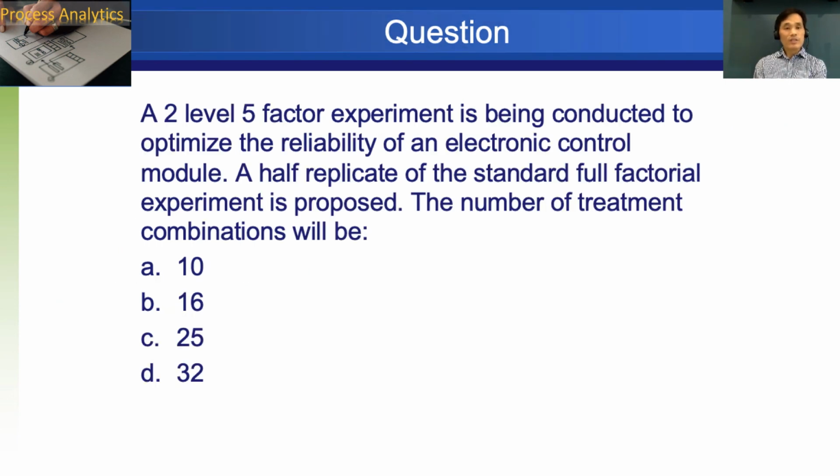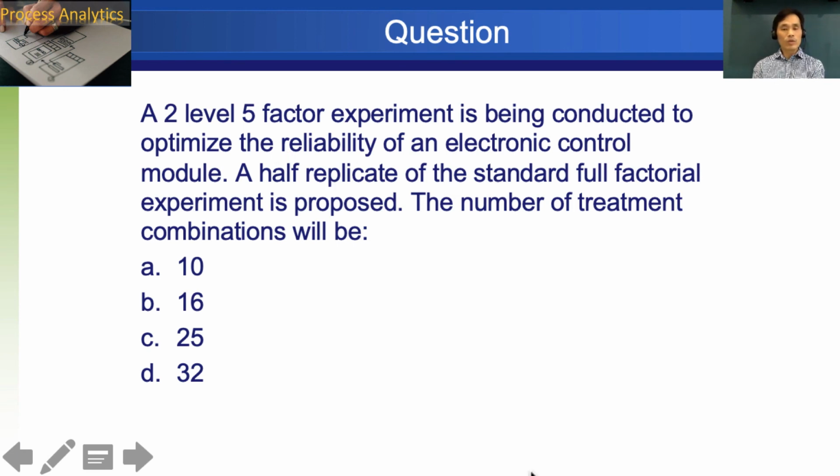Another question here. A two-level five-factor experiment is being conducted to optimize the reliability of an electric control module. A half replicate of the standard full factorial experiment is proposed. The number of treatment combinations will be. So notice that it's a half replicate, not a full replicate.